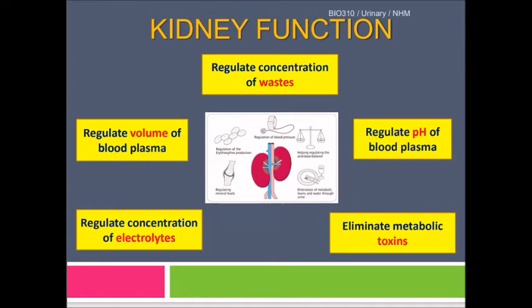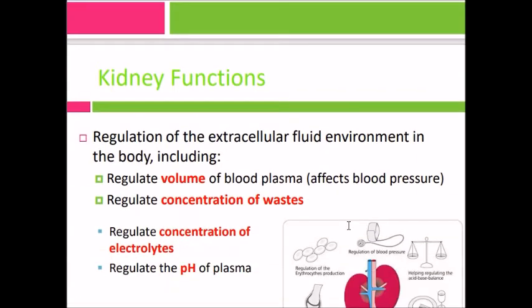The kidney has several functions for the urinary system. The first one is of course to regulate the concentrations of waste, and then to regulate the pH and also the volume of the blood plasma, to eliminate metabolic toxins, and also to regulate the concentrations of electrolytes in our body. So the kidney regulates the extracellular fluid environment in the body, involving the volume and pH of the blood plasma, waste, and also the concentrations of the electrolytes.